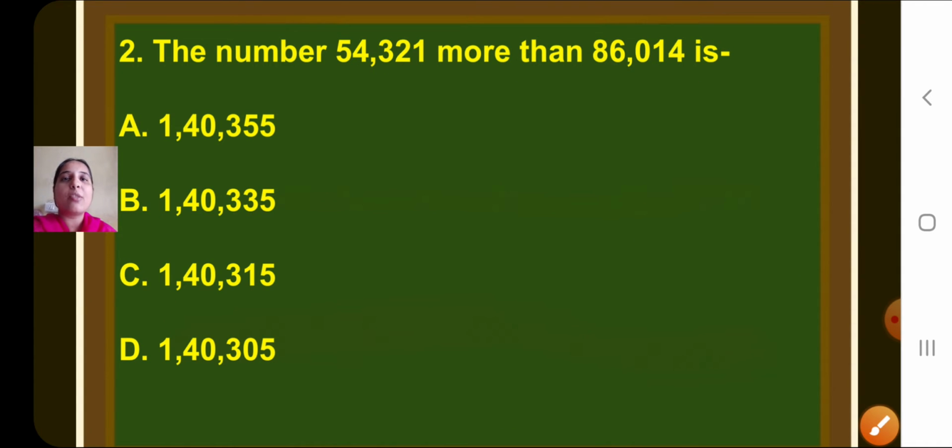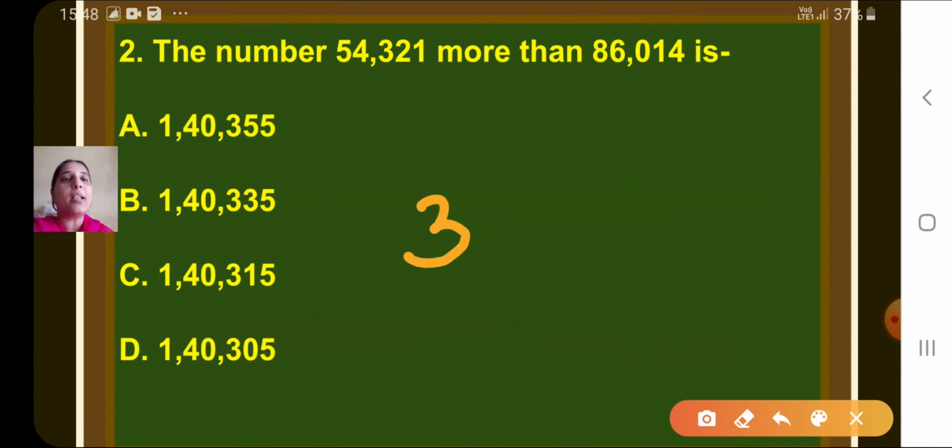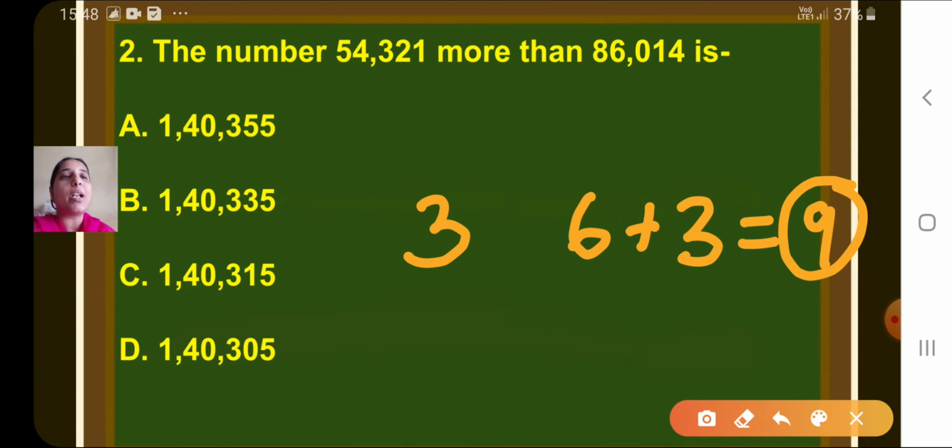So, the next question is question number 2. The number 54,321 more than 86,014 is. For that, I give you a simple example. Suppose, what will be 3 more than 6? 6 you are already having. 3 more means you have to add 3 to the number 6 here. So, what will you get? Number 9. What did you do to get the answer 9? You added it. In the same way, just read the question.